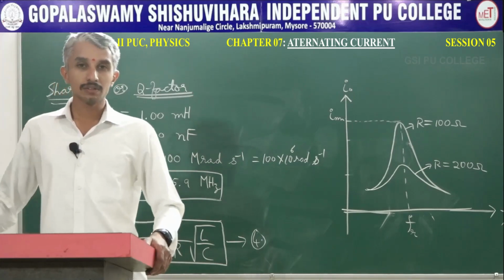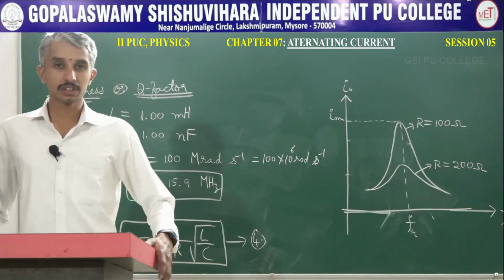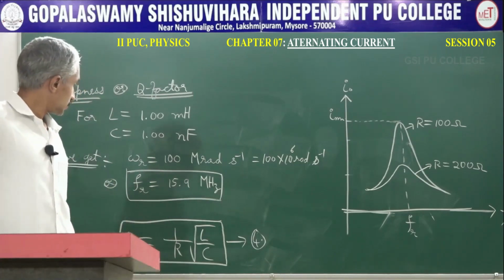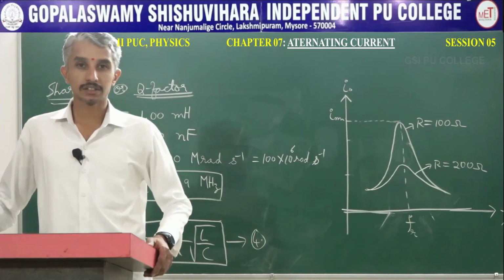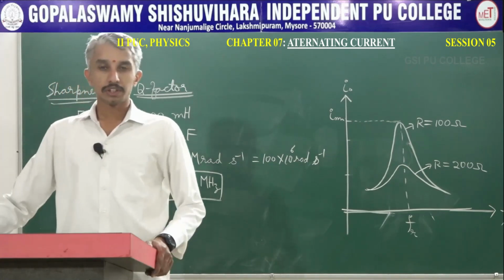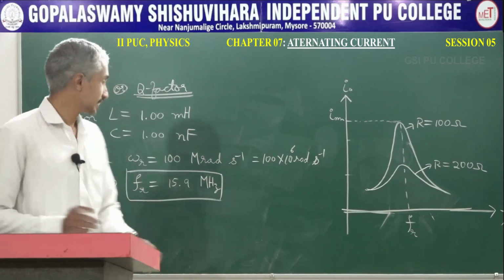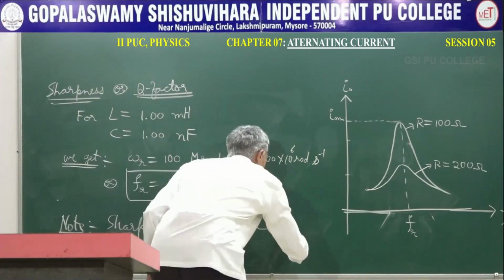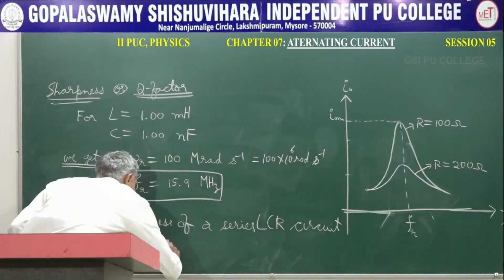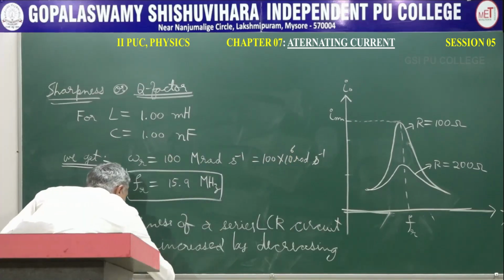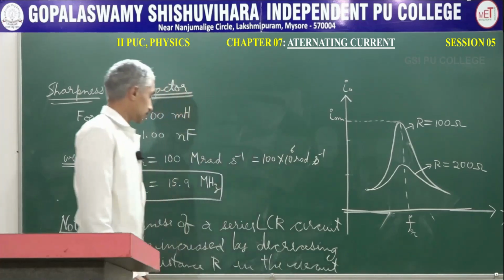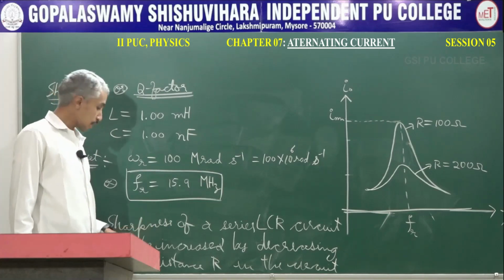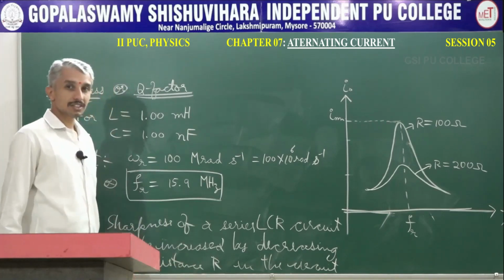We will further solve some numericals related to series LCR circuit, where we will be making use of the equation for quality factor. So let us continue. Before continuing to numericals, let me make one more point here. Sharpness of a series LCR circuit can be increased by decreasing the resistance R in the circuit. So for a given frequency and a series LCR circuit, sharpness can be increased by decreasing the resistance R.